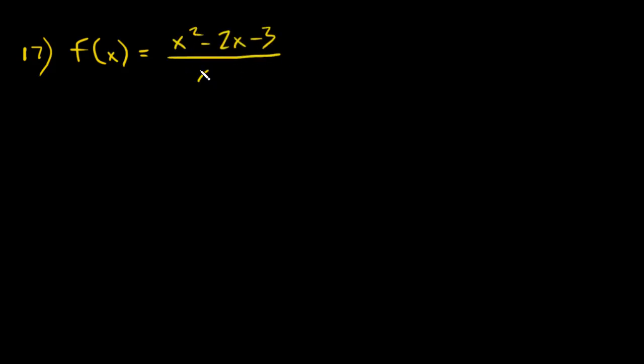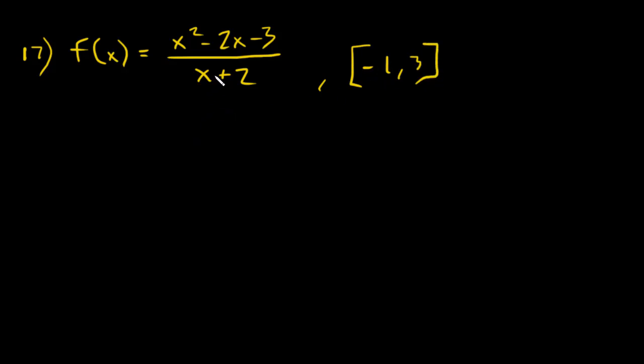Okay, so next we have 17, and 17 was f of x is equal to (x squared minus 2x minus 3) over (x plus 2), and the interval was from -1 to 3.